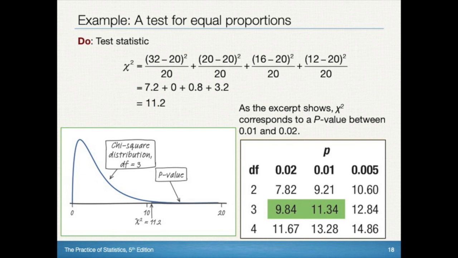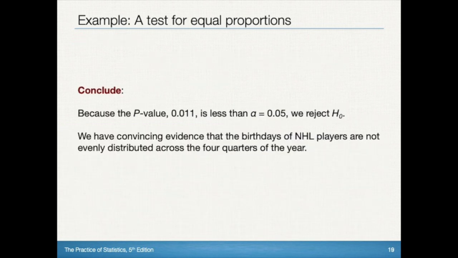We now know that the degrees of freedom are going to be 4 categories minus 1, which is 3. We have our chi-squared distribution. We find our p-value from a table, and we know that it's between 0.01 and 0.02. Well, that's a very low p-value, which means that in this case, we reject the null hypothesis, and we have convincing evidence that the birthdays of NHL players are not evenly distributed across the 4 quarters of the year.